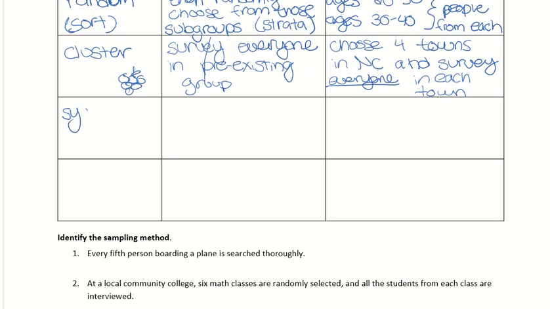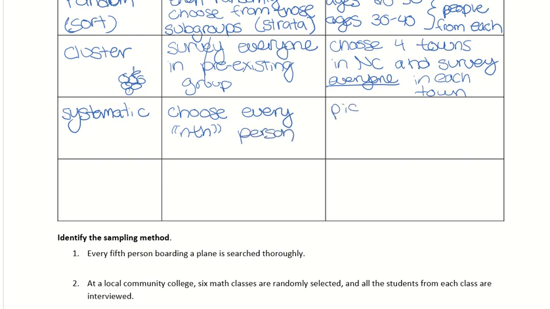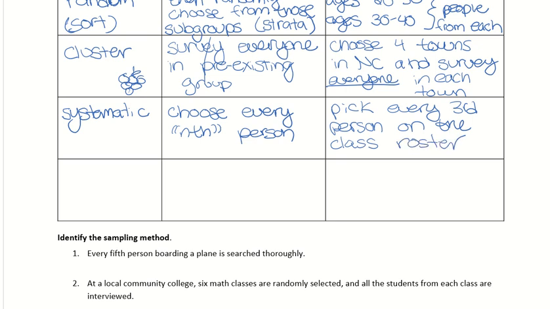Systematic. The root word here is system. You have a system for choosing people. It's where you choose every nth person. And nth is just a placeholder for some number. So for example, you pick every 3rd person on the class roster. So you count 1, 2, 3, you, 1, 2, 3, you, and that's how you pick people.